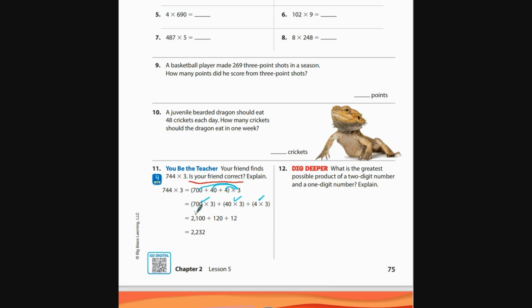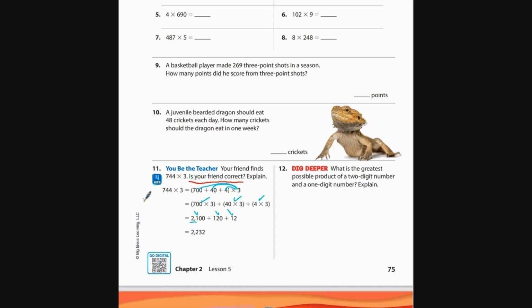Yeah. Okay. Now let's see if maybe they got the multiplication wrong. Okay. 7 times 3 is 21. Add 2 zeros. Okay, so this checks out. Next. 3 times 4 is 12. 1 0, 120. That checks out. And 4 times 3 is 12. So that checks out.